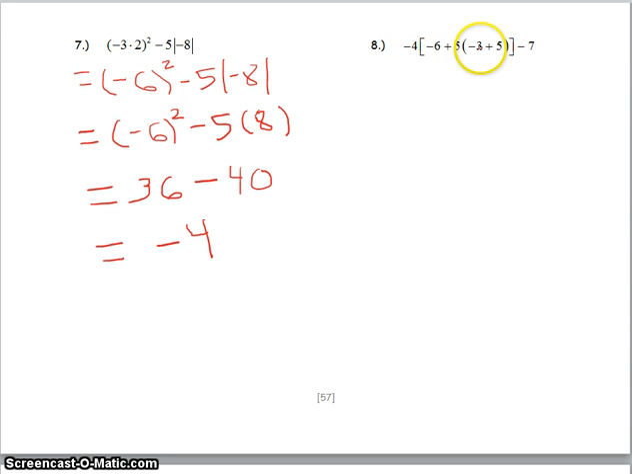Now if you notice, we have this bracket here. Now a bracket is a form of parentheses, so we need to go inside of this bracket, and if you notice, we have another set of parentheses here. We do that set of parentheses first. So we will have negative 4 bracket negative 6 plus 5, and in the parenthesis, negative 3 plus 5 is positive 2.